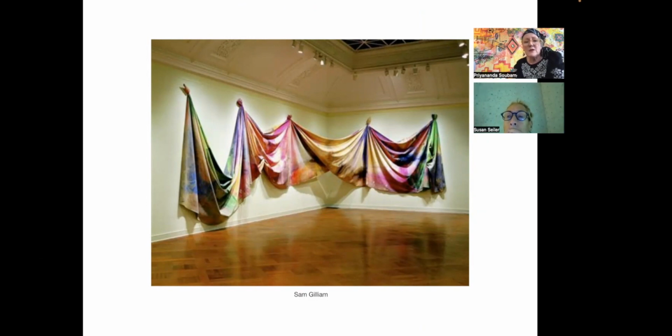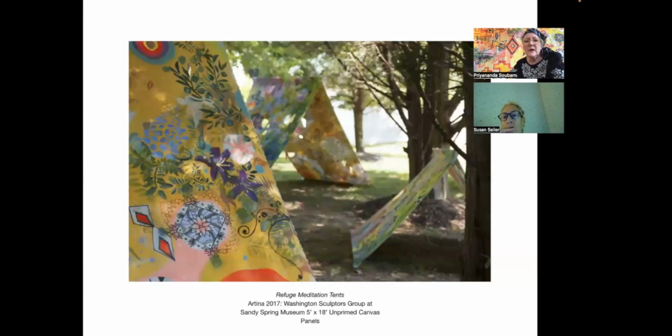Reference to the actual canvas, this is Sam Gilliam. He was a mentor of mine. He took the canvas off of the stretcher and offered other possibilities for space and time. The painting is imbued with dyes and paints, so it emanates the color in a very, very different way. These paintings then became tents, and that's what I'm doing in New York.